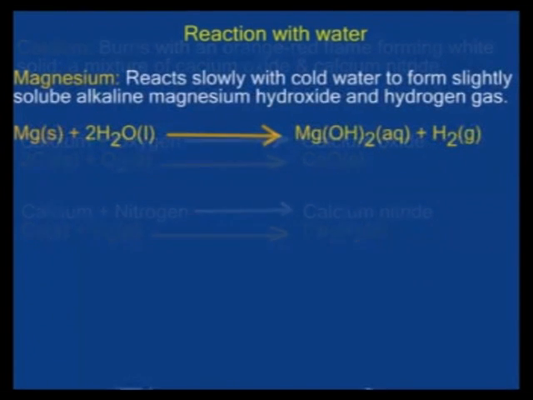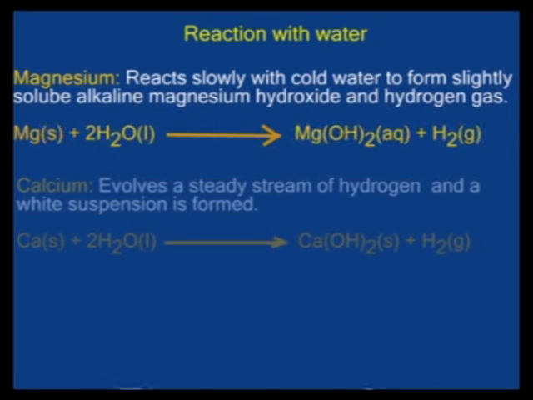Next is reaction with water, and magnesium reacts slowly with cold water to form magnesium hydroxide and liberates hydrogen gas. The bubbles of hydrogen gas will be seen sticking on the metal. The hydroxide dissolves slightly in water to form an alkaline solution. Calcium reacts with cold water, evolving a steady stream of hydrogen gas, and a white suspension appears in the beaker due to formation of calcium hydroxide, which is sparingly soluble in water.